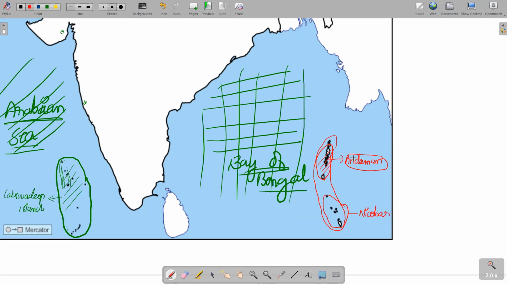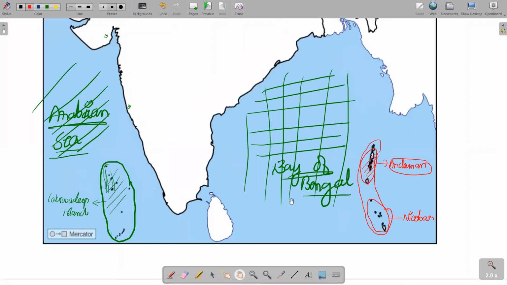Two groups of islands are there. The upper side is called Andaman, whatever areas are in the upper part. And the bottom side, whatever these are, is called Nicobar. So these two groups of islands you have to remember.